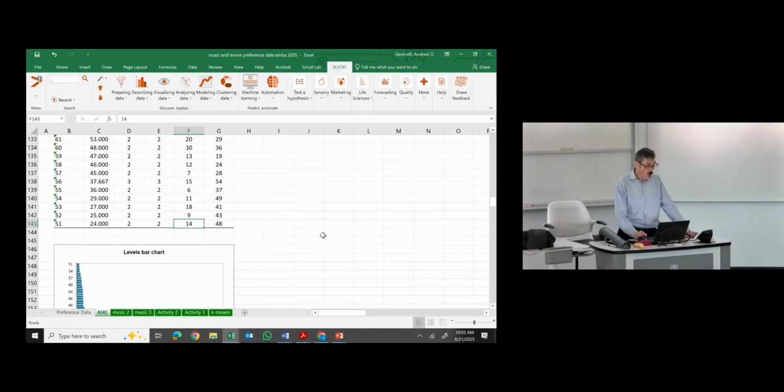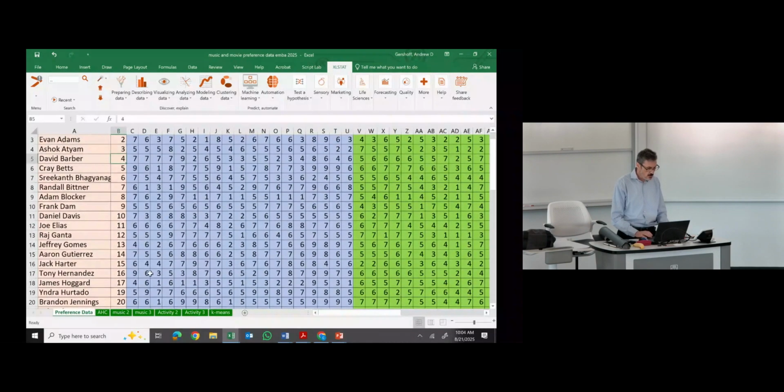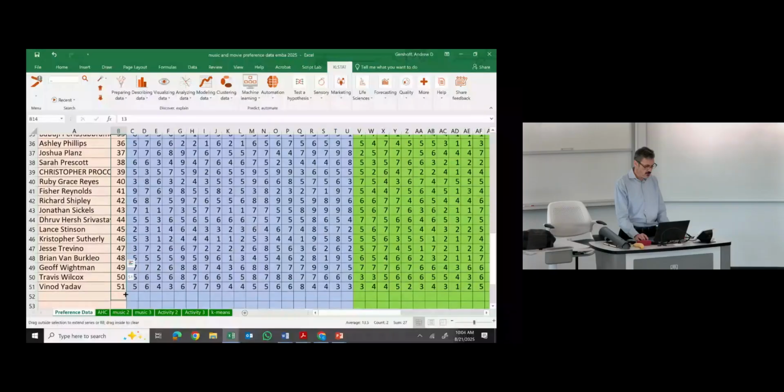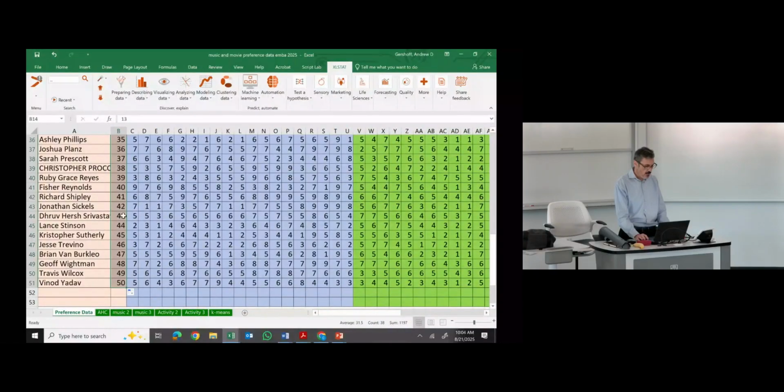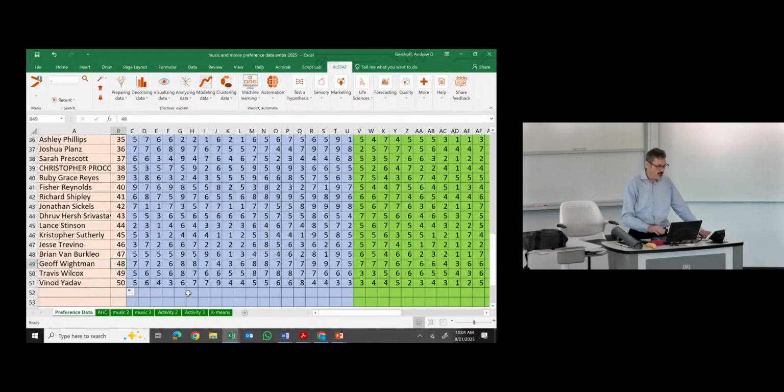And if we want to know who those 2 people are, I can go back to the preference data. And person number 14 happens to be Aaron. And person 48, actually, there's a bit of a glitch here. And person number 48 is Jeff. Yeah, and the reason why there was one number missing in this data is that somebody had not given me enough data, so I pulled it out.